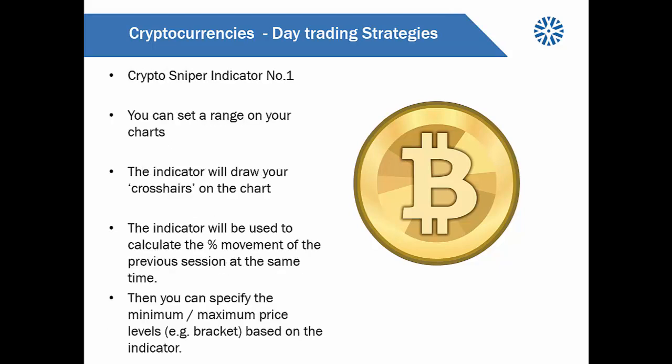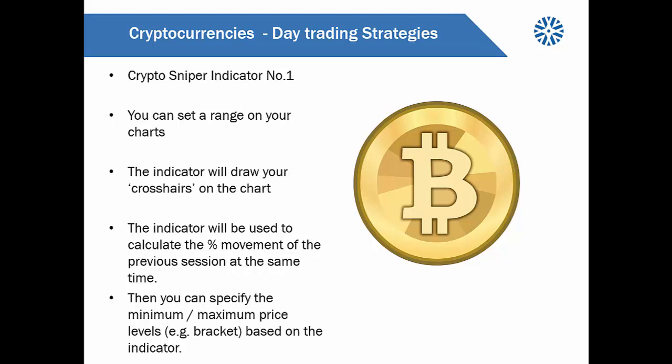So, the indicator number 1, the Crypto Sniper, allows us to set a range on our charts. What does that mean? Well, by drawing in that range, the indicator almost gives us crosshairs on the chart. And what can be very useful is that the indicator can be used to calculate the percent movement of the previous session at the same time. We'll show you this in a slide or two, and also on the main platform.